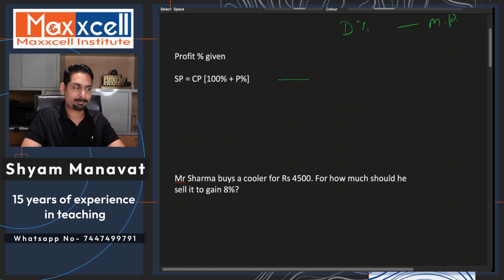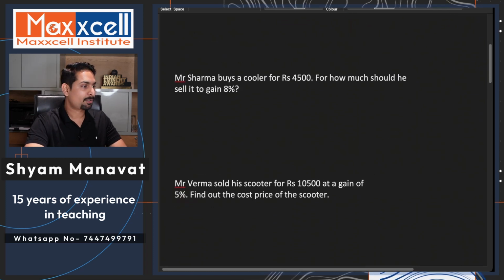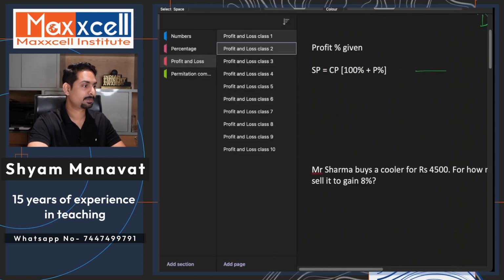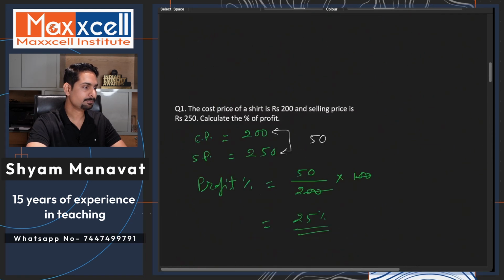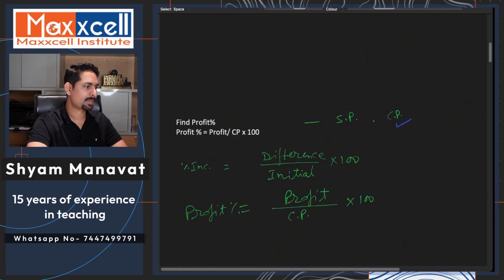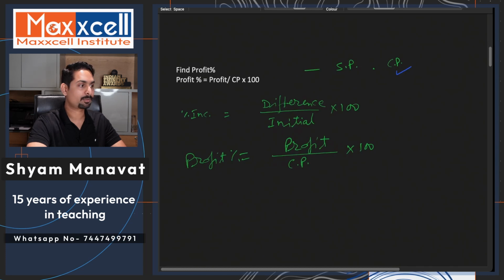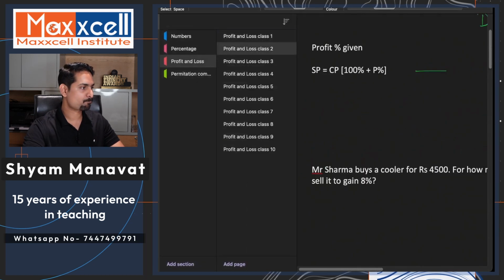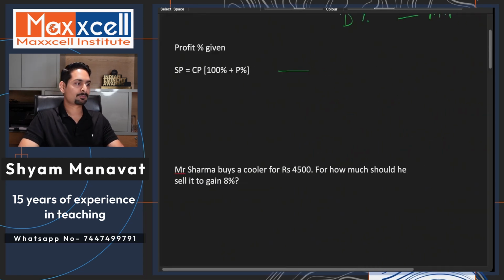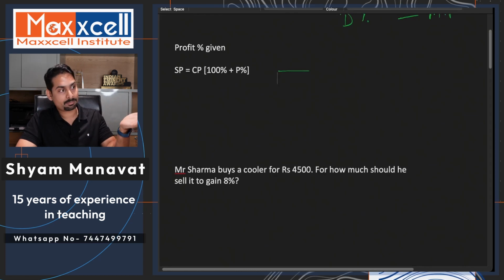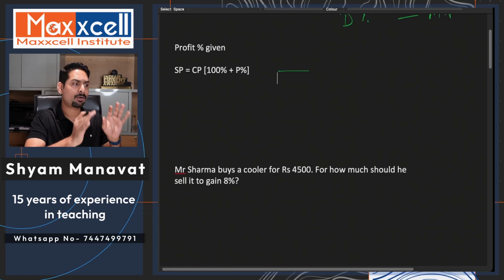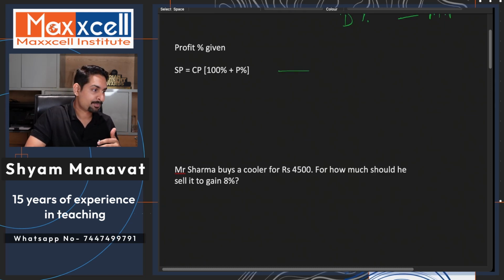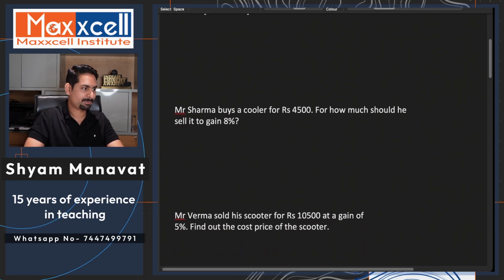Now how to implement this? Remember, we apply this formula when profit percentage is given. And in the previous class we saw the other formula, which we apply when profit percent has to be found out. This will make your equation easy and calculation faster. You can still use the previous formula when profit percent is given, but I always recommend this one because it makes it faster.